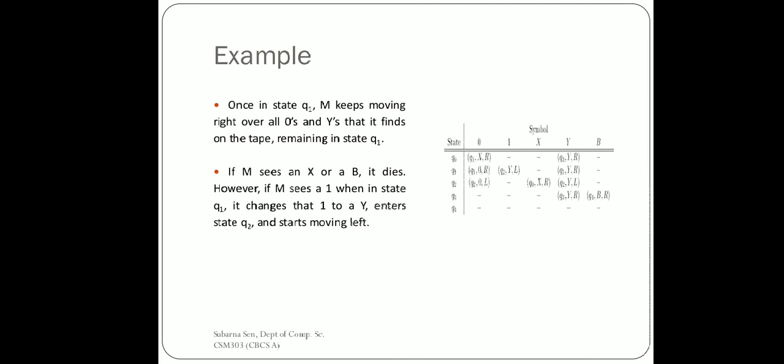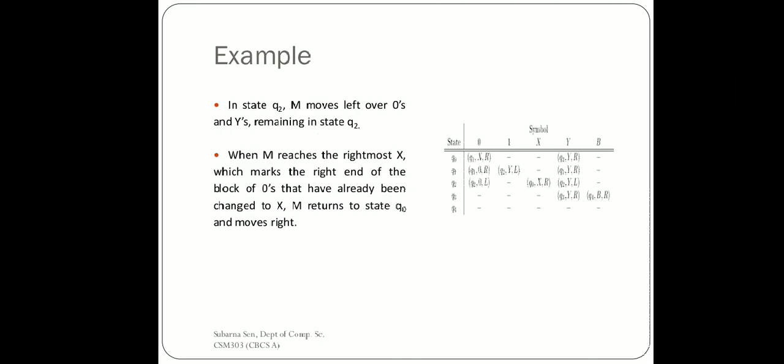Okay, now in q2, fine, so it has moved to q2 now. In q2, M moves left over zeros and y's, remaining in state q2. So whatever the remaining part is there, it will keep on moving over it, right? See, it has been mentioned in the table.